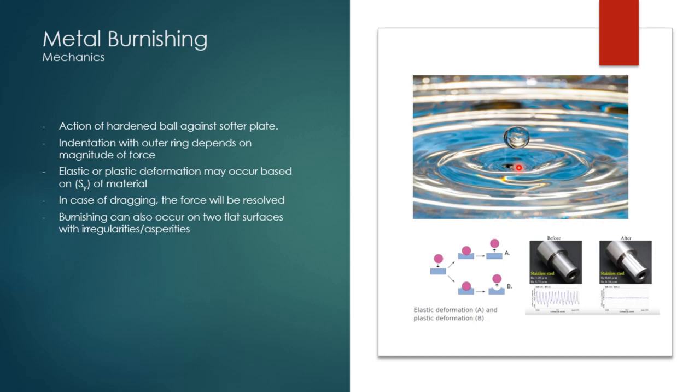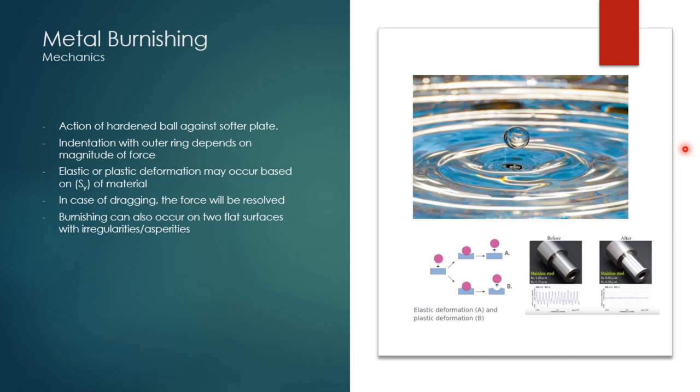So, are you getting it? In the case where the tangential force is higher than the normal force, the ball will drag along without giving you an indentation mark onto it, because the normal force, the pressing force, is less in magnitude, so it will just glide along the workpiece, to put it in simple words.